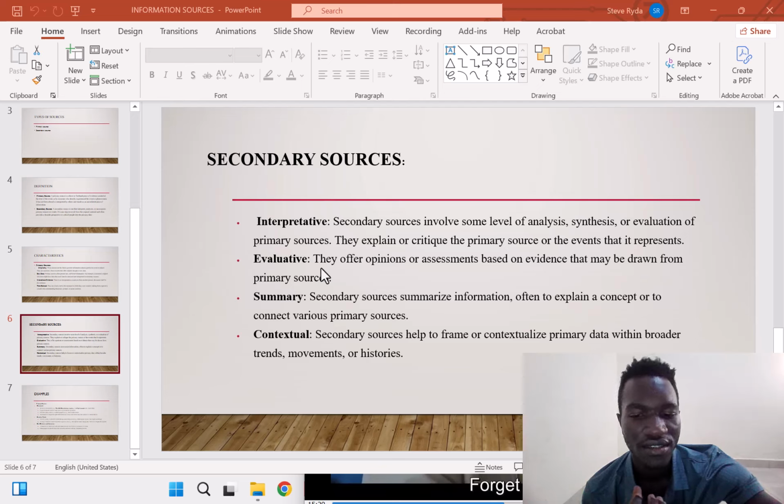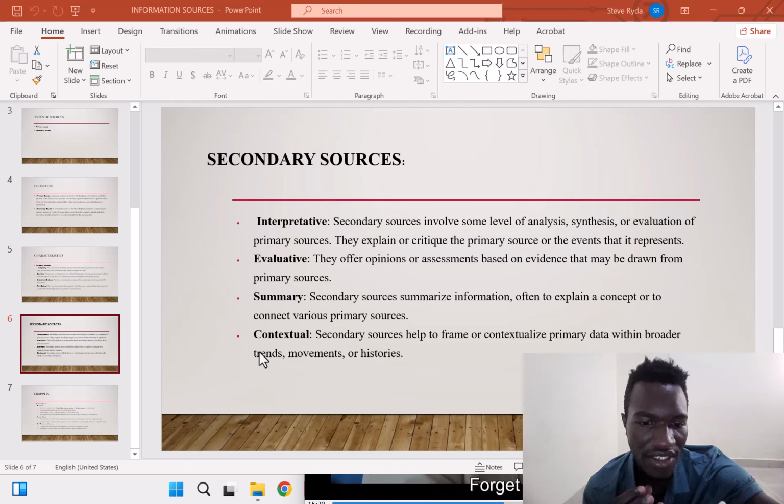Let's say it has assessments, like what you'll use to evaluate some information. You have many sources. A secondary source provides an overview that has many examples of that information. So we have this summary. For a secondary source, it is a summarized format. It summarizes information, often to explain a concept or to connect various primary sources.